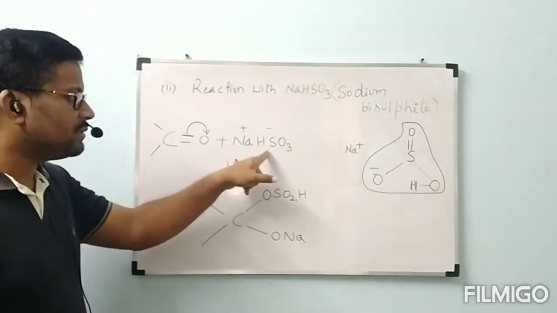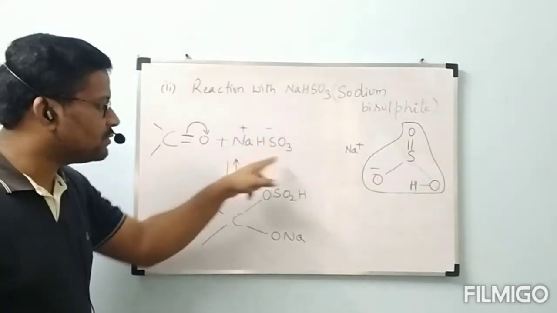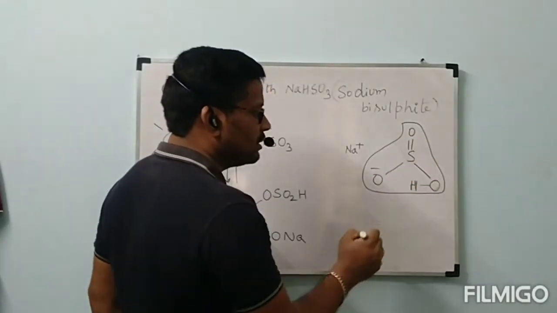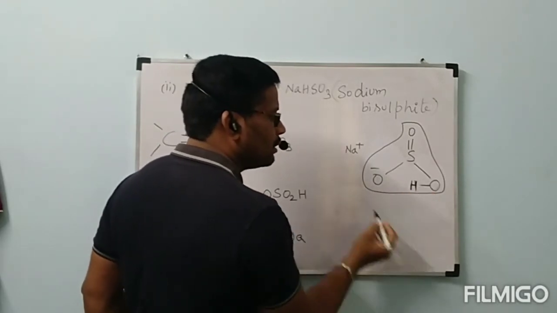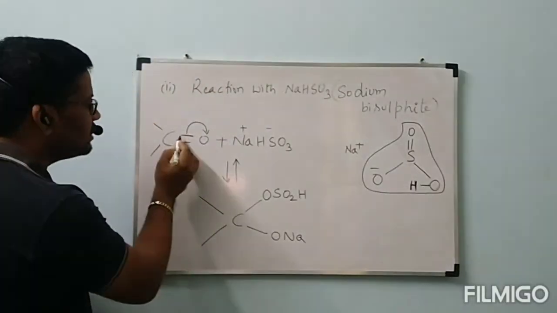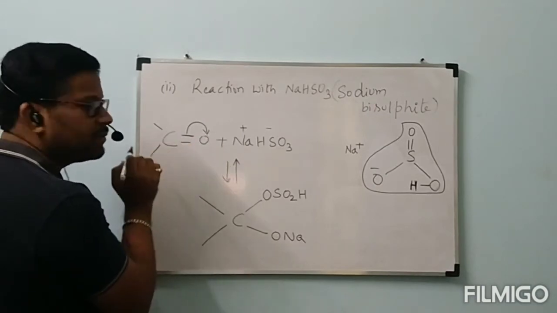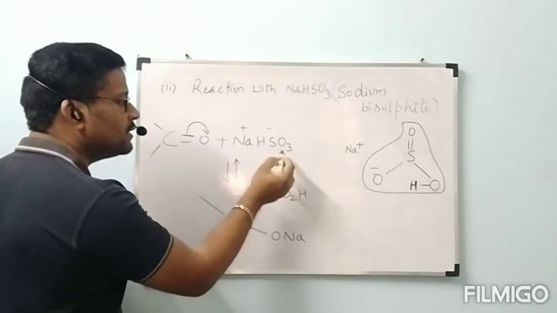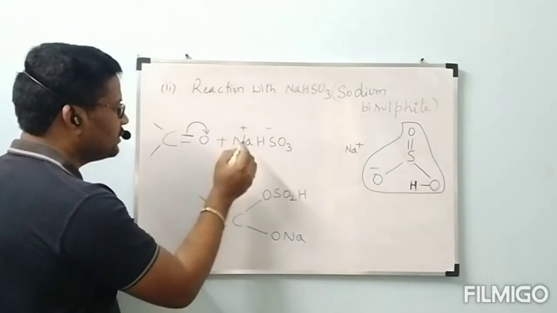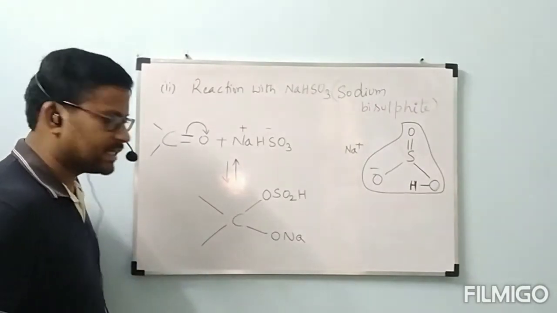Na plus HSO3 minus. Actually, in HSO3 minus we might think that H minus will be there, but in that HSO3 minus, oxygen gets the negative charge. This is the structure of HSO3 minus: OH, O minus, S double bond O. Now, this is Na plus. This pi bond is shifted towards oxygen. O is getting negative charge, carbon is getting positive charge. The carbon positive charge is attacked by HSO3 minus, and it will give OSO2H like this. Next, O minus will attack this Na plus to form ONa. This is the first step.